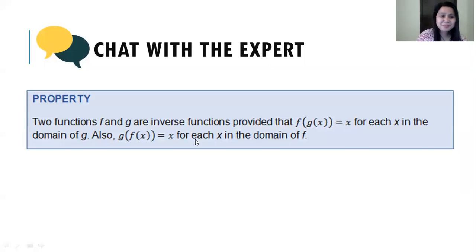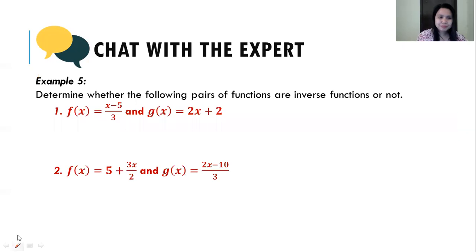Okay, let's continue. The next topic is on the properties of inverse functions. Now, how will you know if two functions are inverses of each other? They are inverses of each other if, remember, we have the composition in chapter 1, lesson 3, if f of g of x is equal to x, and if g of f of x will also be equal to x. Now, let's have this example.